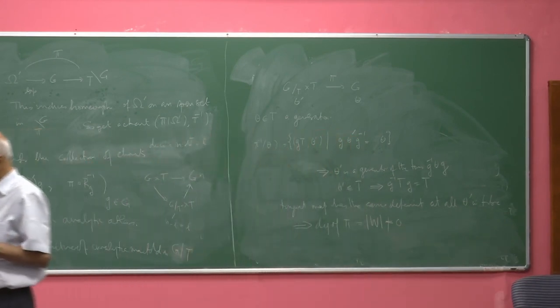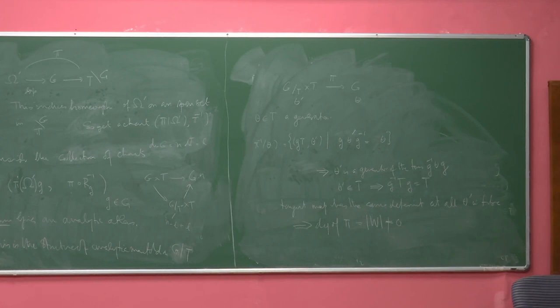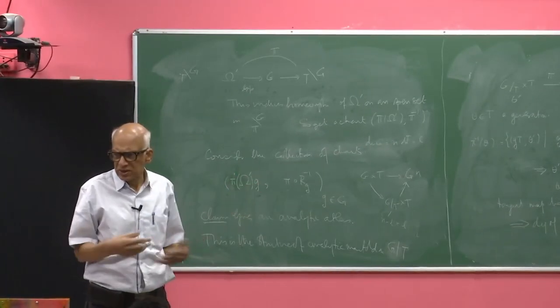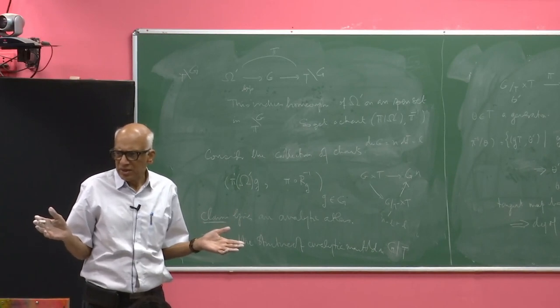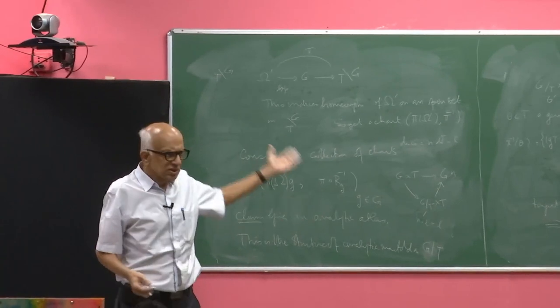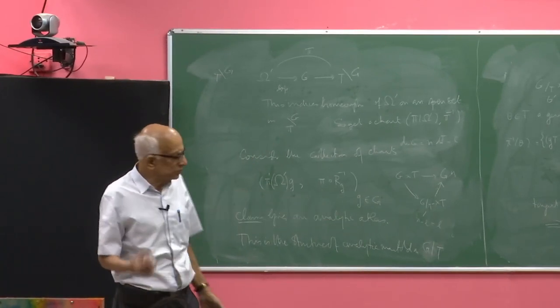Well, it's trivial if the group G itself is abelian, if it's a torus. So if it's a torus, there's nothing to prove. If it's a torus T, our statement is that G mod T cross T to T is surjective. That's trivial to prove, T is abelian. I mean, if G is abelian; if G is not abelian, this argument has to work through.